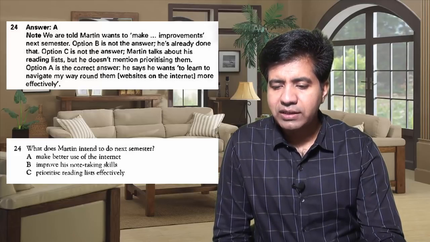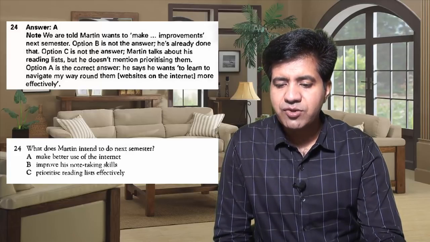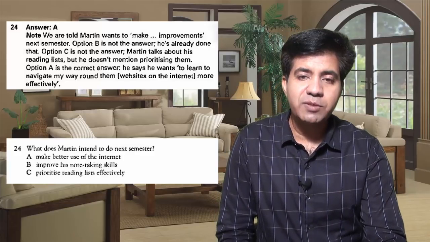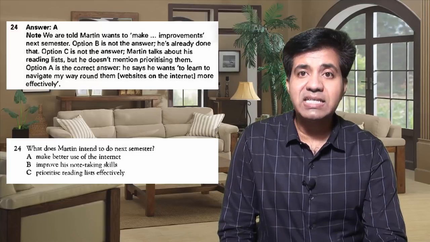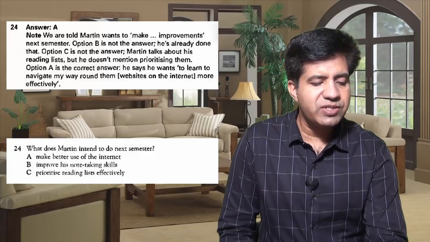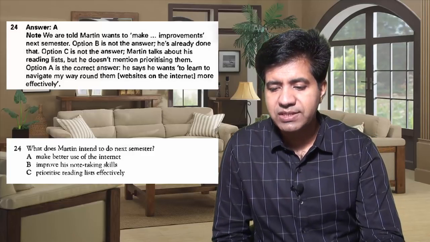Option C is not the answer. Martin talks about his reading lists, but he doesn't mention prioritizing them. So he talks about his reading lists, but he doesn't talk about prioritizing them. Option C is prioritize reading lists effectively, so it's not option C.